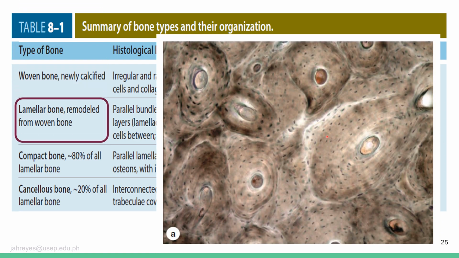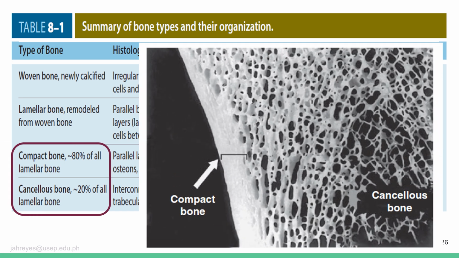So this is how a lamellar bone will appear under the microscope with a stain specific for the bone tissue. So you can see the osteon. Here is the cancellous bone, and this is the compact bone.